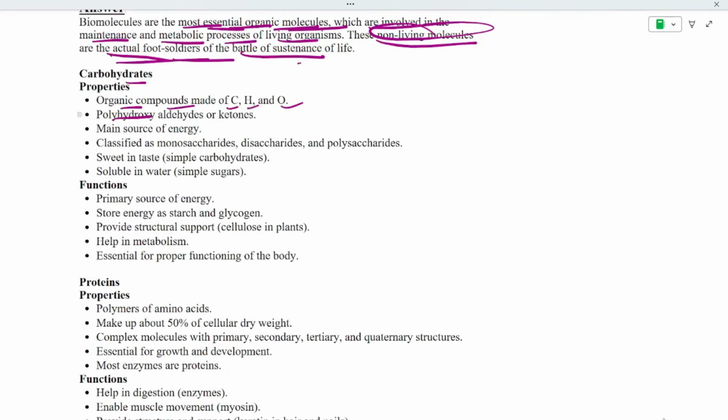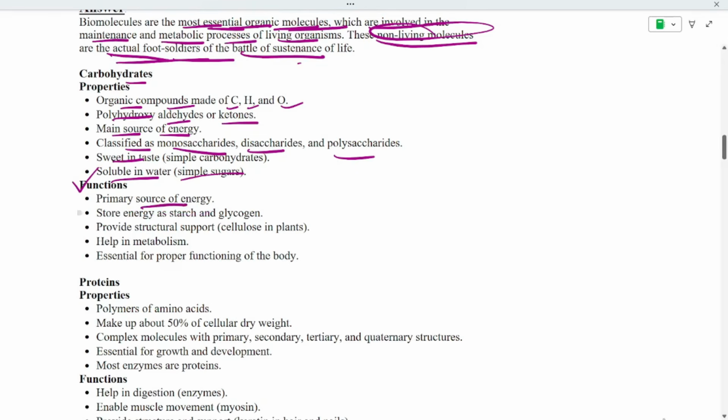And next, polyhydroxy aldehydes or ketones can be their main source of energy. This is classified as monosaccharides, disaccharides and polysaccharides. It is sweet in taste and soluble in water. Simple sugar is an example. Next, what is its function? Primary source of energy. It gives energy. You know that.